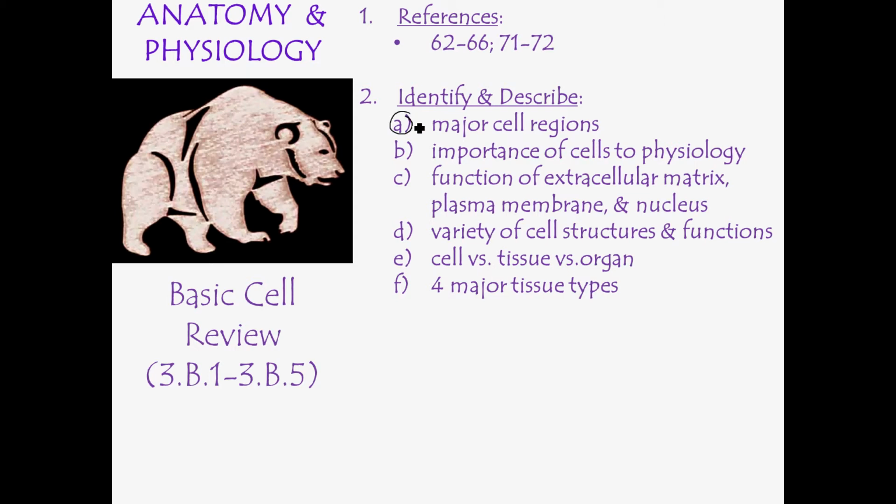You should be able to identify major cell regions, which we'll go over. And then talk a little bit about the importance of cells to physiology. Be able to identify and describe the function of specifically three things that we'll be seeing rather regularly: the extracellular matrix, the plasma membrane or the cell membrane, and then the nucleus. And then being able to, of course, review a variety of other cell structures and functions that we'll need throughout the rest of the year.